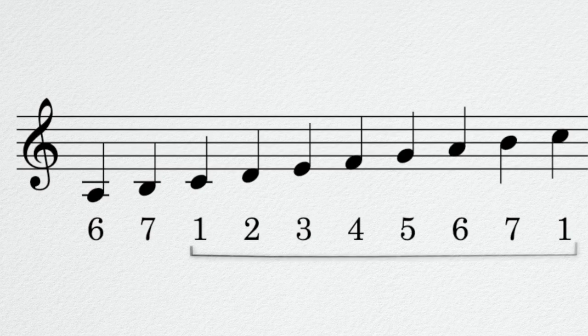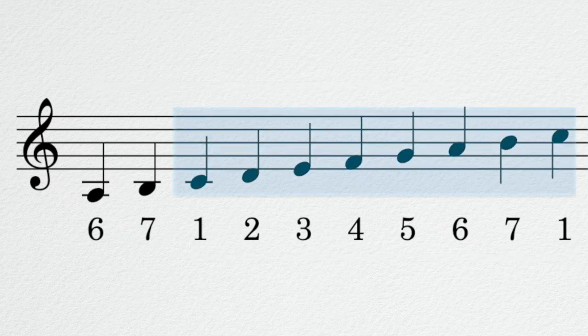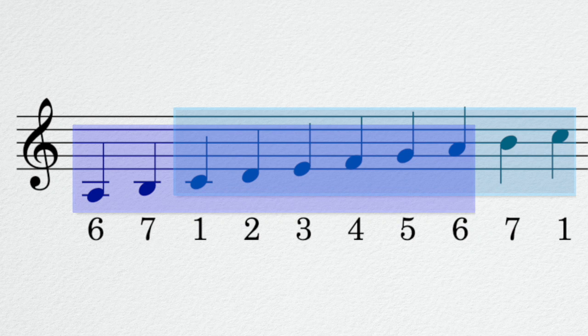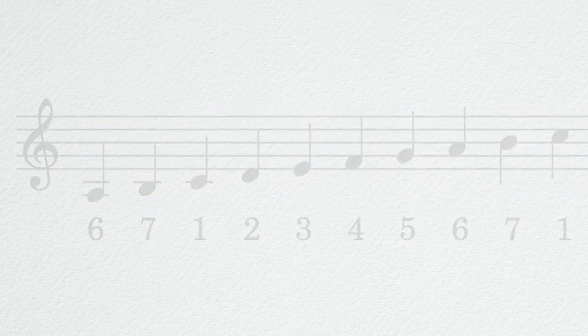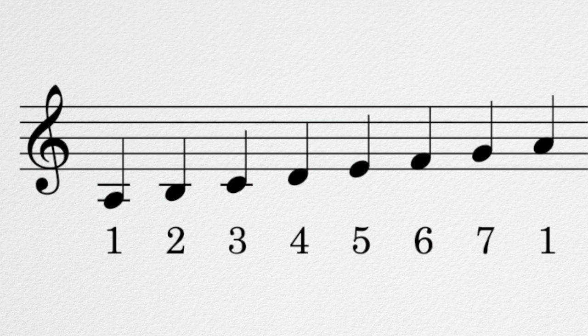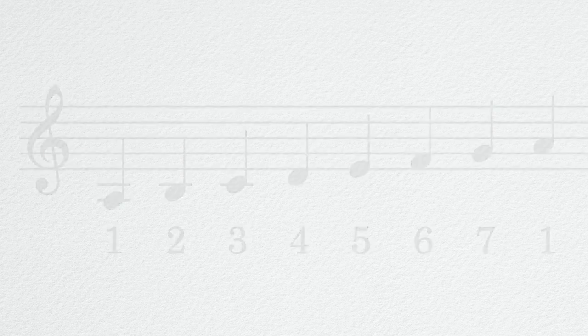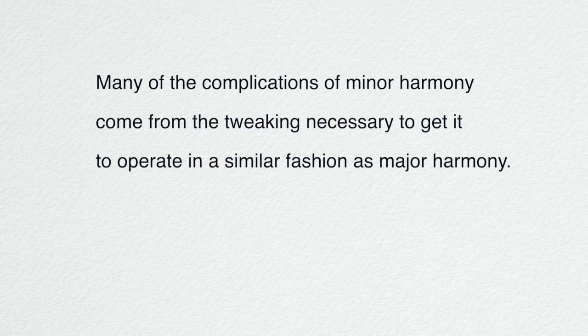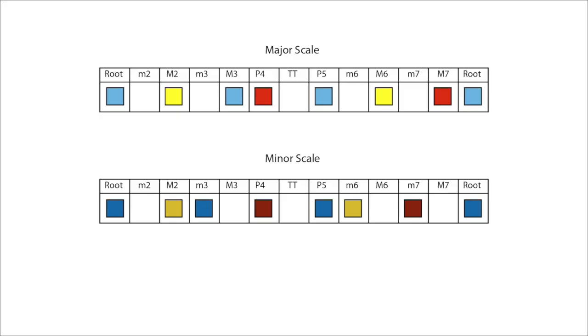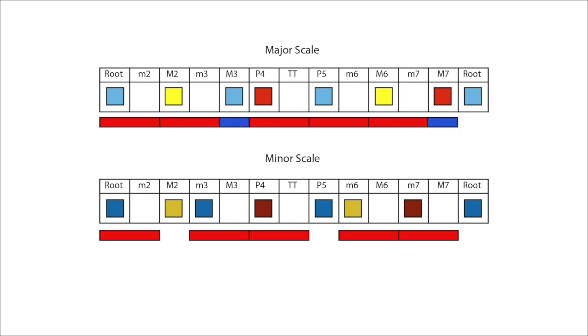For this reason, we think of the major scale and its related minor as almost a single entity, a bright and dark version of the same basic set of notes. But there are several problems with treating the natural minor as just being a darker or sadder version of the major scale. And many of the complications of minor harmony come from the tweaking necessary to get it to operate in a similar fashion as the major scale does. Looking at the natural minor, we can see that, like the major scale, it has 5 whole steps and 2 half steps, which is no surprise since they're the same notes. But those half steps and whole steps fall in different places.